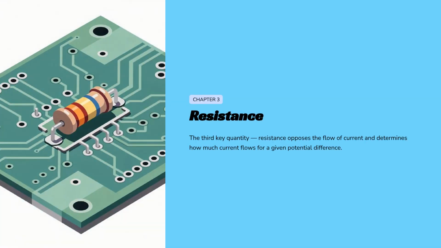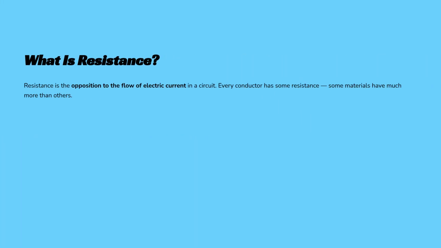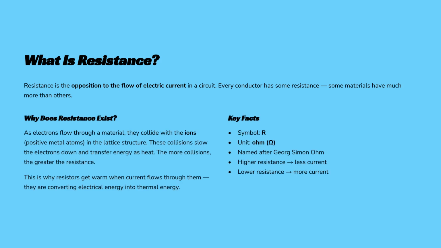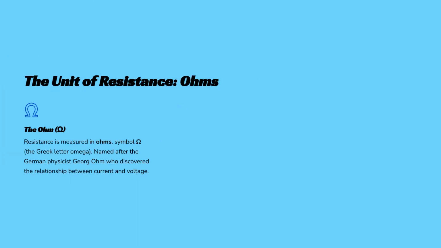Moving on to Chapter 3, Resistance. Resistance is the third key quantity. It opposes the flow of current and dictates how much current can pass for a given potential difference. Resistance is the opposition to electric current. It arises because flowing electrons collide with ions in the material, which slows them down and converts electrical energy into heat. Symbolized by R, it's measured in ohms, denoted by the Greek letter omega.